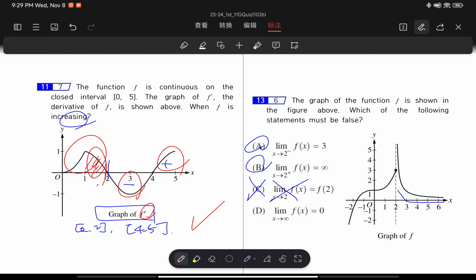Left hand limit when x equals 2 is equal to 3. Okay, right hand limit f x equals infinity. Okay, C, the left hand limit and right hand limit are not equal to each other, so the limit value does not exist. So the answer is C.